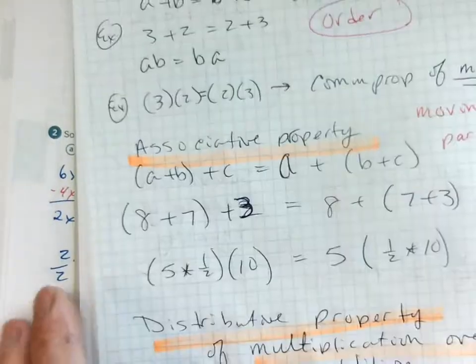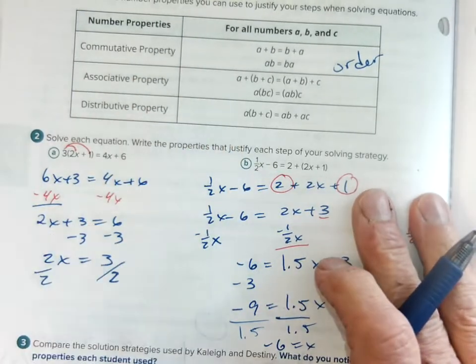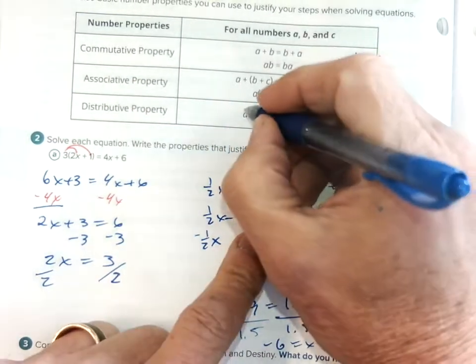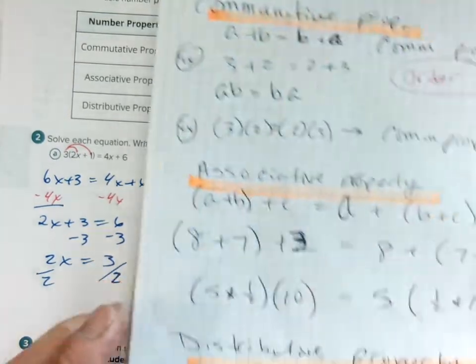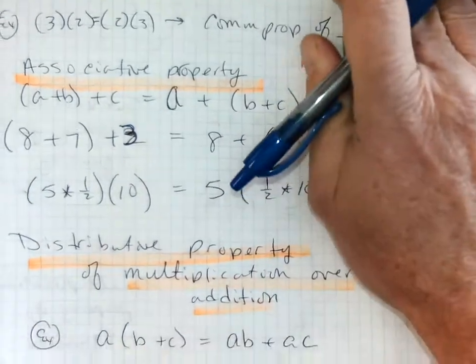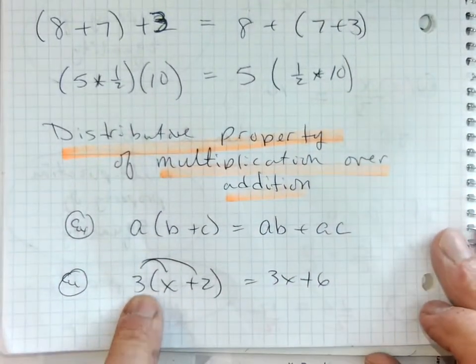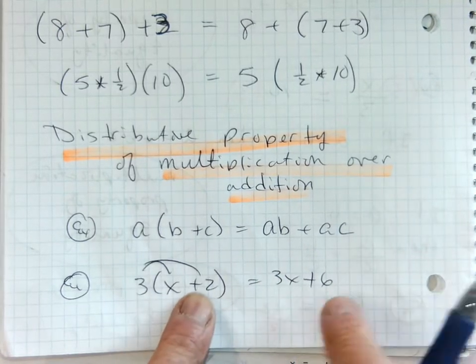And then finally, our last property is the distributive property, which I know you guys know. You're just going to take that times that times that. And so I showed an example of solving. 3 times x plus 2, I just went 3 times x, 3x, 3 times 2, I got 6.